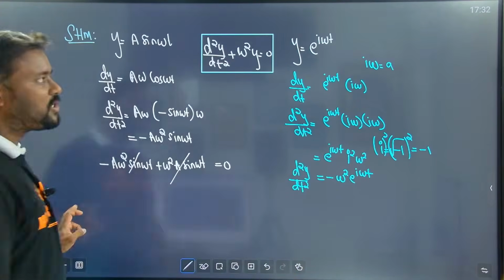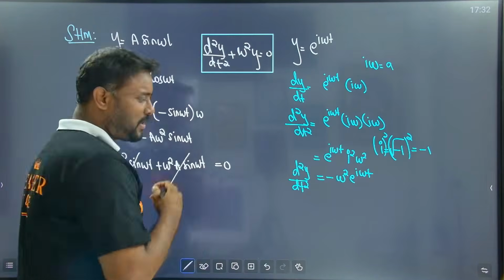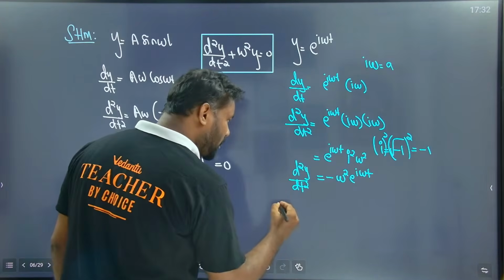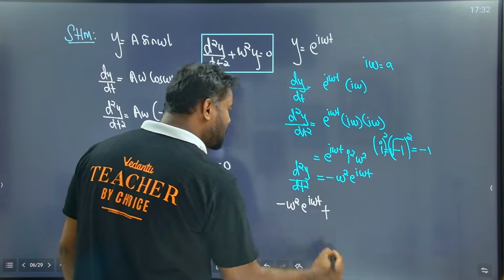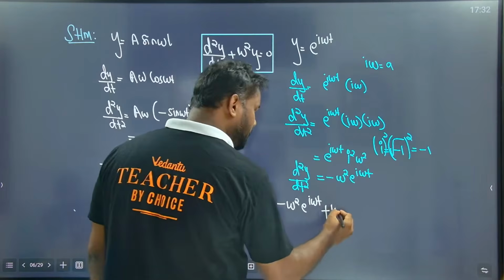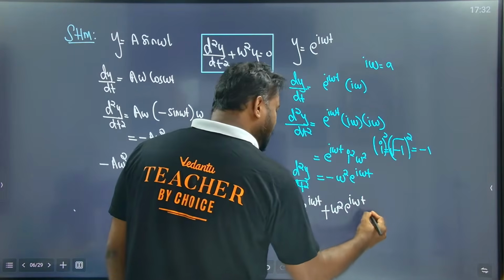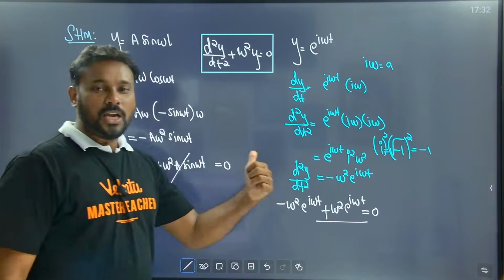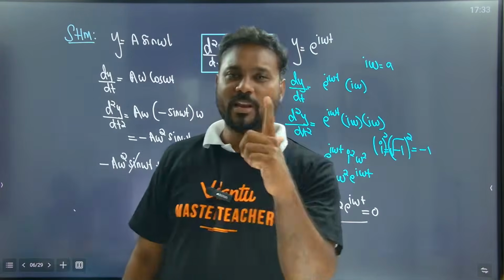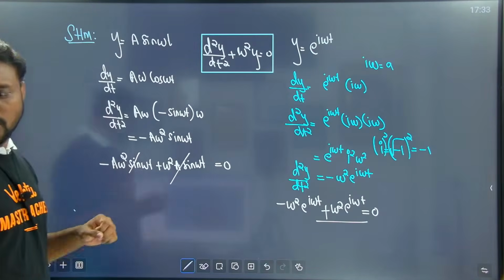So can I substitute in this equation? Substituting in the second equation, the equation of oscillation, what will we get? Minus omega square e power I omega t plus omega square, right? So this is a e power I omega t. So it is also oscillatory motion. Is it clear? Because it is equal to 0, it is also oscillatory motion. This is a very important idea, you must know clearly. Everyone understood, right? So next one.